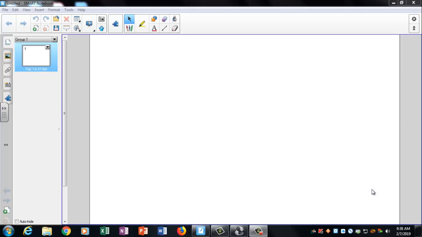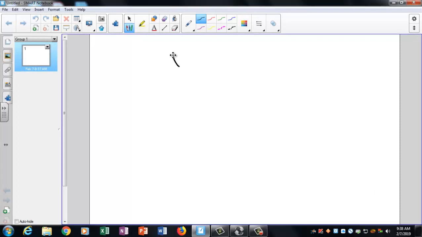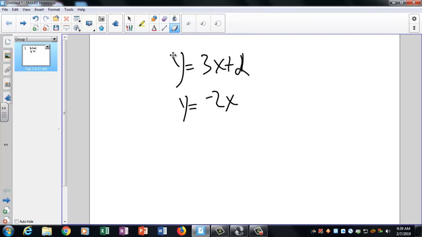So we're talking about systems of equations, right? And what we were looking at is different types of equations. So let me just start off by saying this. If I had to solve y equals 3x plus 2 and y equals negative 2x plus 7. So let's say I had to solve that.